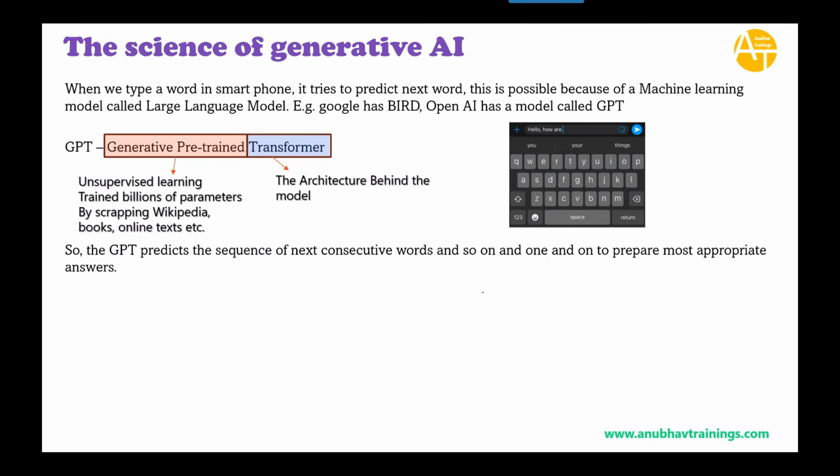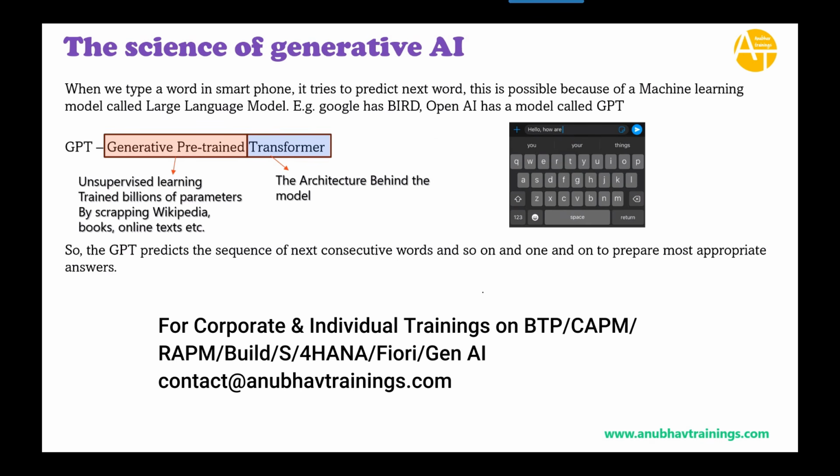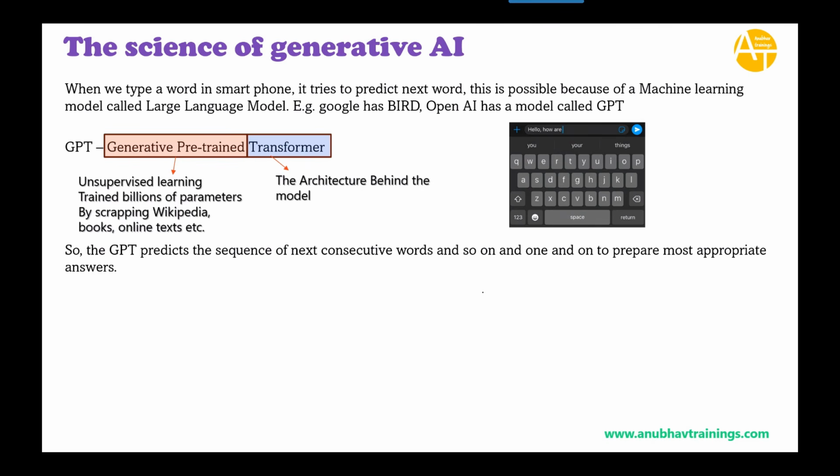Now, what is the science behind LLM? The science behind it is an architecture, whether it's a feed forward architecture or RNN architecture or transformer architecture. So deep learning architectures are the science behind these LLMs, which are also the foundation for generative AI. Generative means you're generating new content through the help of AI. That's why it's called generative AI. So when we type a word in the smartphone, it tries to predict the next word, right? How is it possible? It's possible because of a machine learning model called large language model. Example, Google BERT or OpenAI's GPT model.